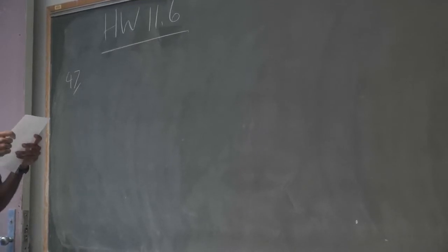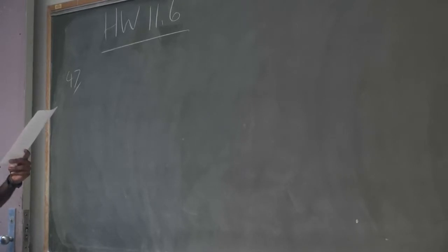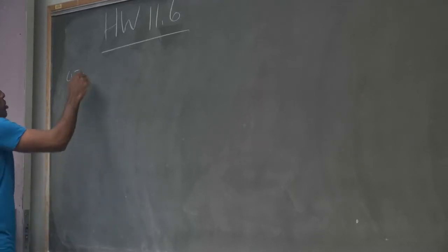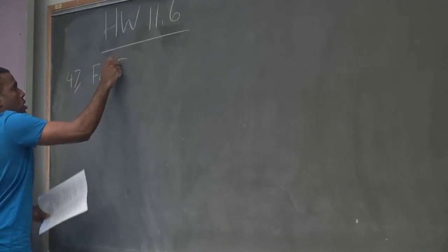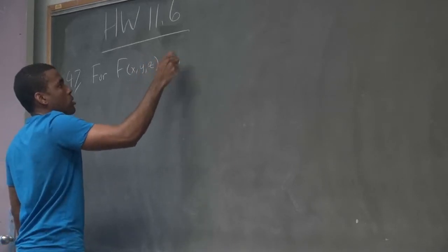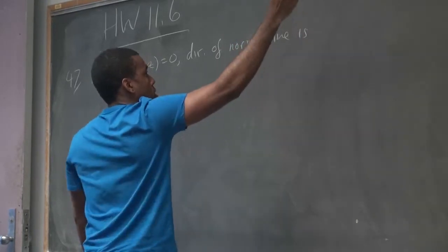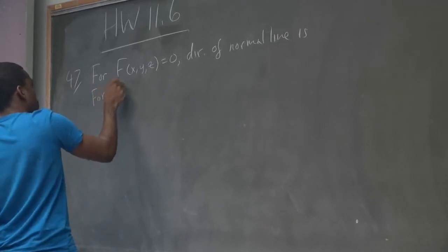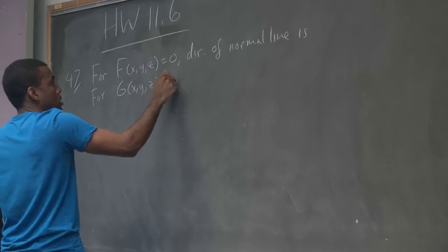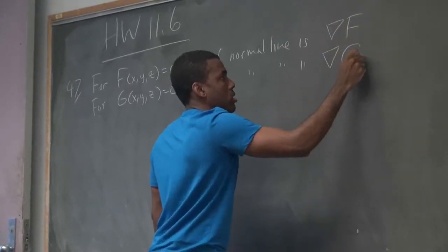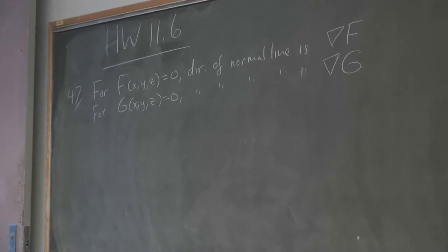Two surfaces are orthogonal if their normal lines are perpendicular at the point of the surface. This and this are orthogonal. Okay, so one thing to do. Remember, for f of x, y, z equals 0, the direction of the normal line is what? The gradient. That's the whole point of the gradient. It actually gives you the orthogonal direction to the surface that you're on.